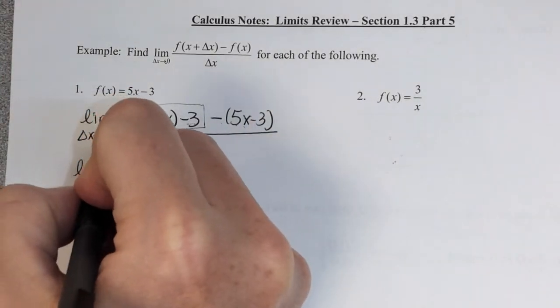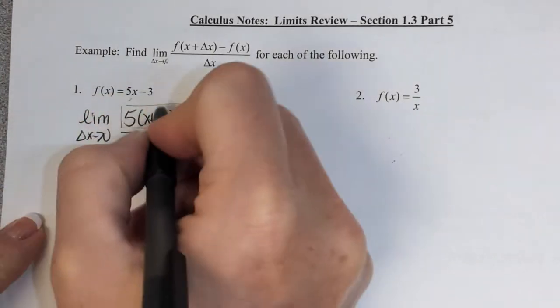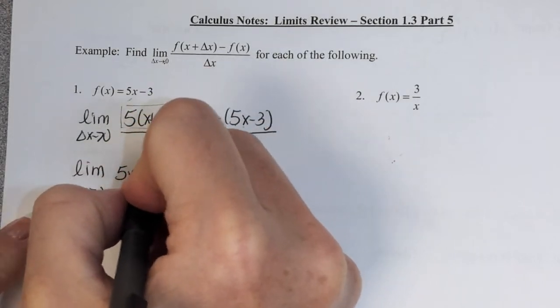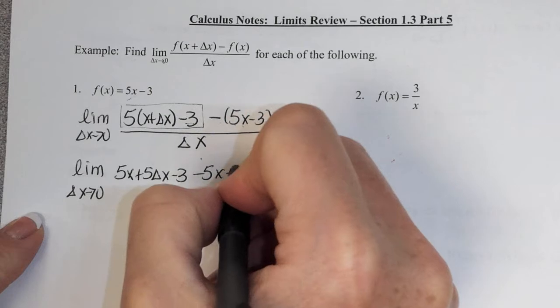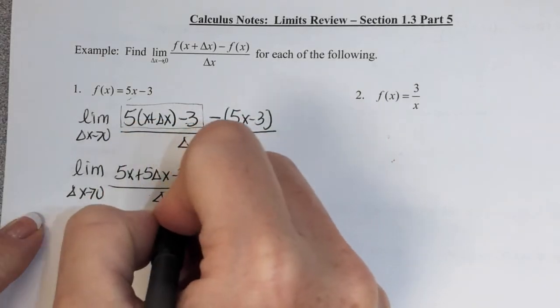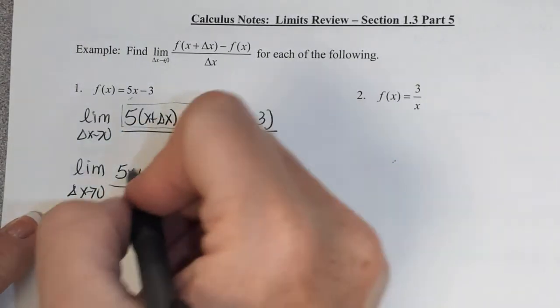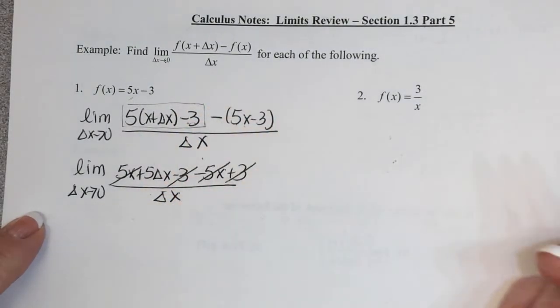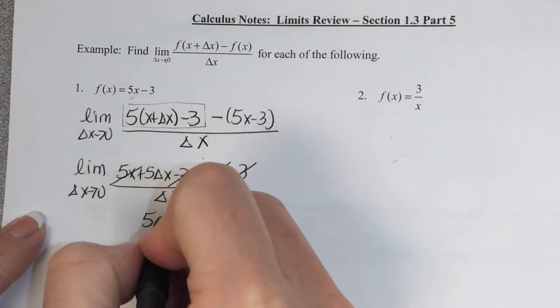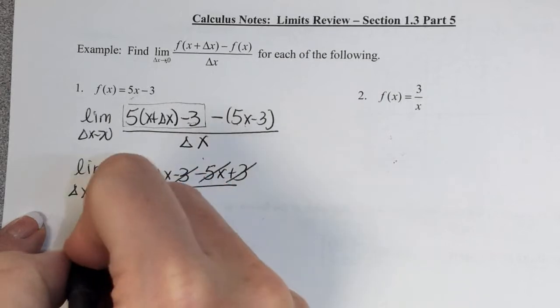So now I'm doing the limit as delta x approaches 0, distribute the negative. And so now we're going to simplify. So 5x minus 5x cancels. Negative 3 plus 3 cancels. So I have 5 delta x over delta x.